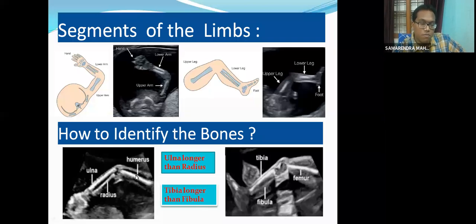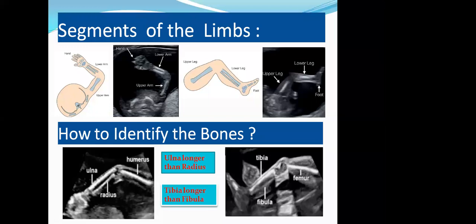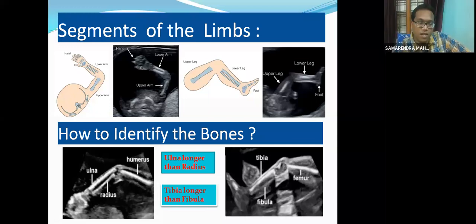The proximal segment of the upper limb comprises only one bone, the humerus, and the middle segment comprises two bones, the radius and the ulna. Note that the distal ends of both the radius and the ulna end at almost the same point, but the proximal end of the ulna is at a higher position than the radius. That means the longer bone is the ulna and the shorter bone is the radius.